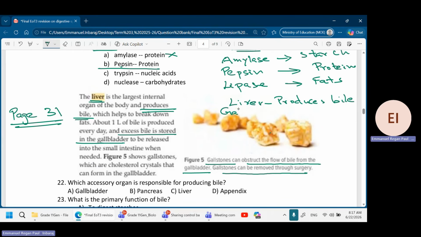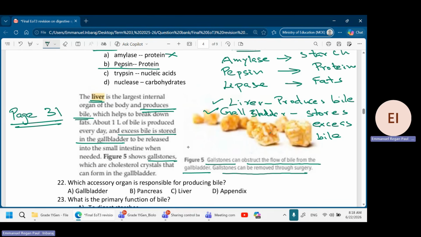And the gallbladder stores excess bile. So remember these two terms: liver produces bile, gallbladder stores excess bile. So that's what's given here. And what happens is sometimes gallstones are produced, and this gallstone will block the flow of bile. So then what will happen?